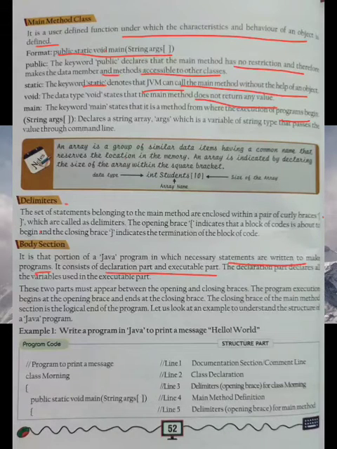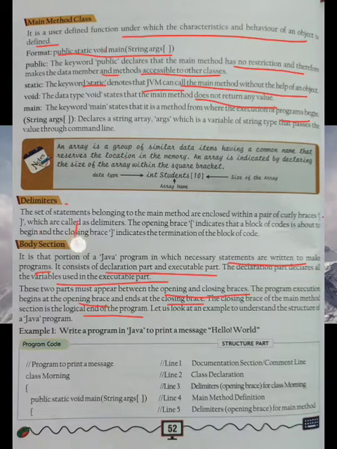The declaration part declares all the variables used in the executable part. Whatever variable we are going to use in the execution part should be declared within this body section. These two parts must appear between opening and closing braces. For writing any statement, we should use opening and closing braces. The program execution begins at the opening brace and ends at the closing brace. The closing brace of the main method section is the logical end of the program.